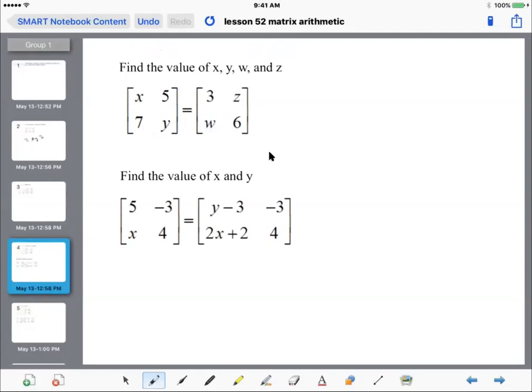So here, these are kind of like weird questions, but they do at least make sure that you understand what's meant by equal matrices. So take a look. What's W, X, Y, and Z in this top question where it says find the value of X, Y, W, and Z? You could type it in to the chat if you want.